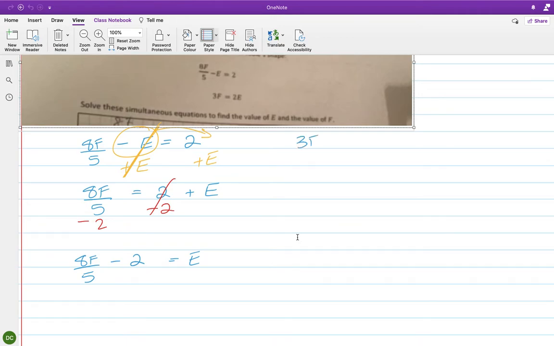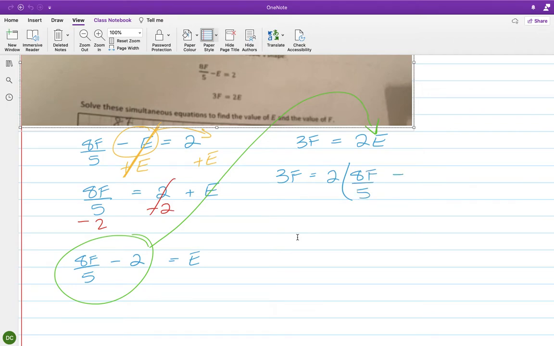So the other one is 3f equals 2e. And I'm going to take this and put it in there. So I get 3f equals 2 times 8f over 5 minus 2. So 3f equals, now when I multiply the 2 by the 8f, you have to do fraction, so it's top by top, bottom by bottom. So it's going to be 16f over 5. And then the other multiplication is just 2 by minus 2. So that's going to be minus 4. Yeah?